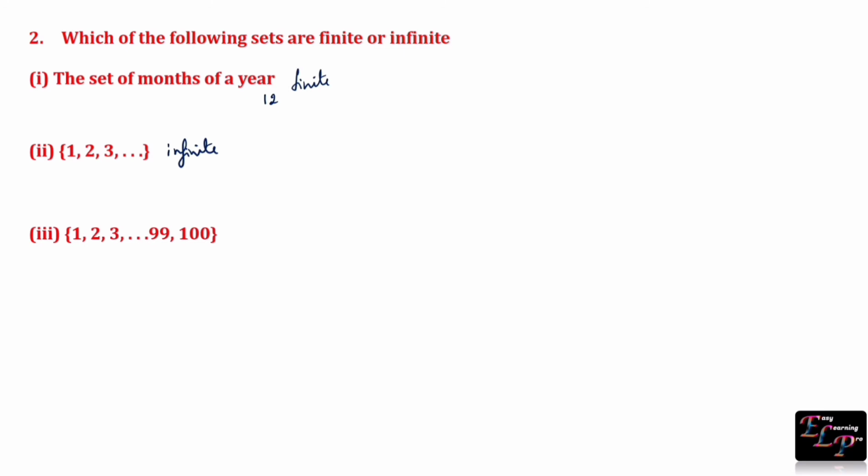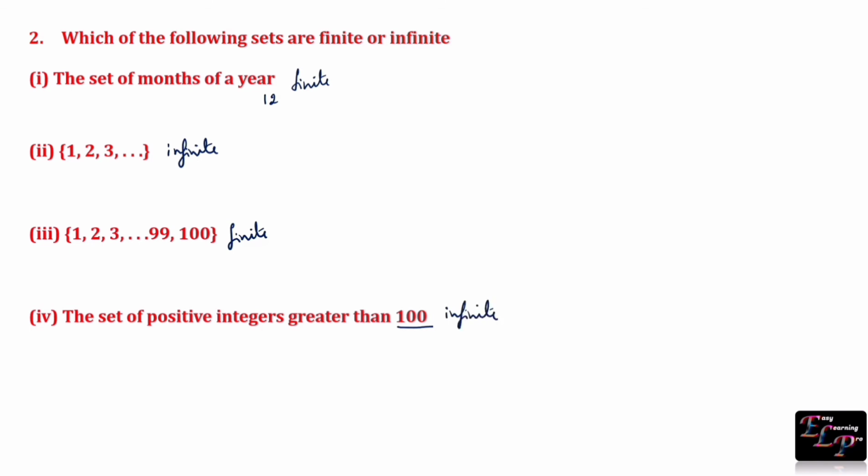1, 2, 3, and so on till 100. Here the elements are countable. So this set is a finite set. The set of positive integers greater than 100. There are unlimited elements greater than 100. So this set is an infinite set. The set of prime numbers less than 99. Prime numbers less than 99 are countable. Hence this is a finite set.